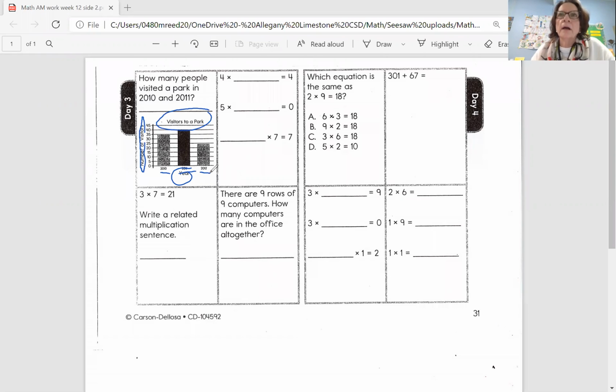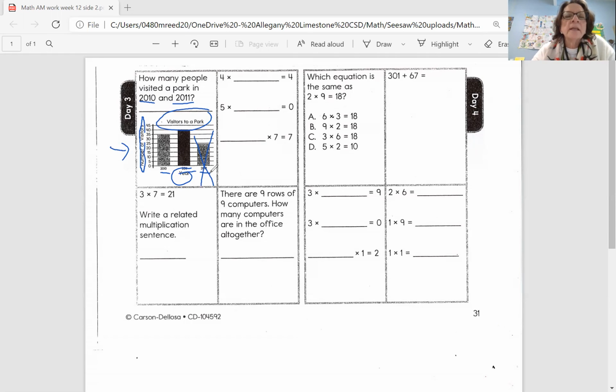You're going to be starting work on graphing this week, so it's important to identify those different parts of the bar graph. And if you look at our scale here, it goes 0, 5, 10, 15, 20, 25, 30, 35, 40, 45. So this particular scale is skip counting by fives. They change from graph to graph, but this one is skip counting by fives. So I need to know how many people visited a park in 2010 and 2011. I don't really need the 2012, that's extra information, so I'm just going to cross that off.